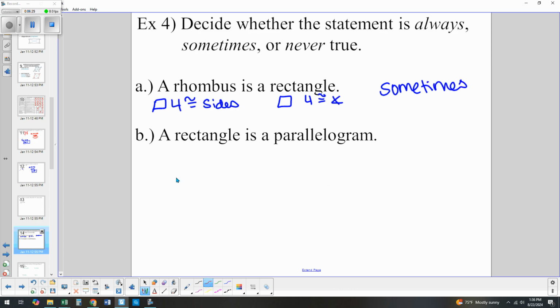For the next one, we have a parallelogram with 4 congruent angles, and here we just have a parallelogram. So can you have a parallelogram with 4 congruent angles that's considered a parallelogram? Yes. Can you have a parallelogram with 4 congruent angles that's not a parallelogram? No. Every single one of these parallelograms with 4 congruent angles is also going to be called a parallelogram. So if I cannot think of a way that it doesn't work, that's always. If I wasn't able to think of a way that it did work, that would have been never.